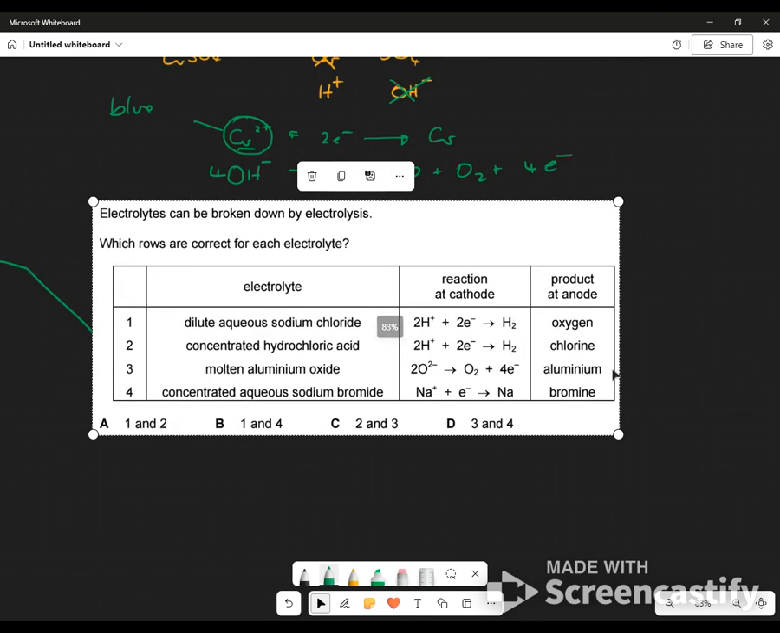What's the answer there, anyone? Reaction at the cathode, product at the anode. Anyone?